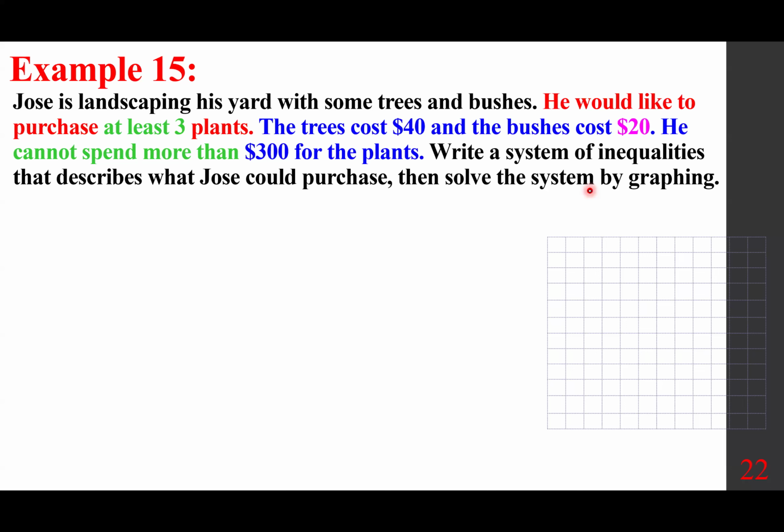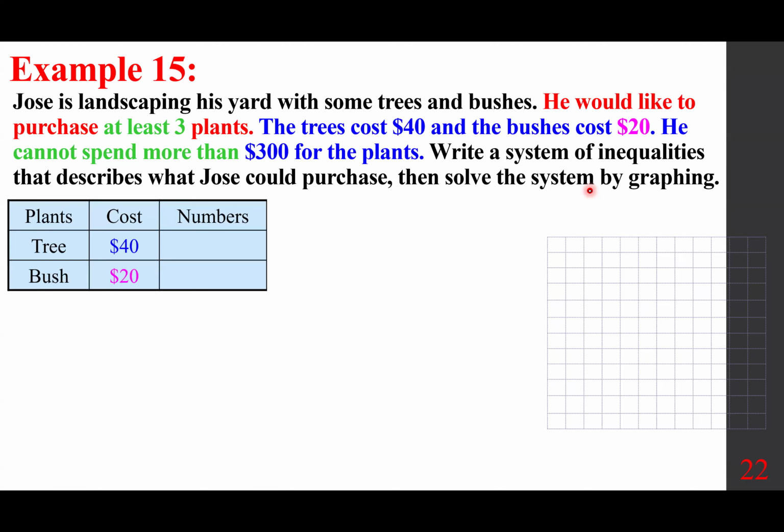So let's go with a table. We have plants. The types are trees and bushes. The cost is $40 for the trees. Bushes, each one $20. How many of each? We have no idea. How about x and y? x represents the number of trees. y represents the number of bushes.